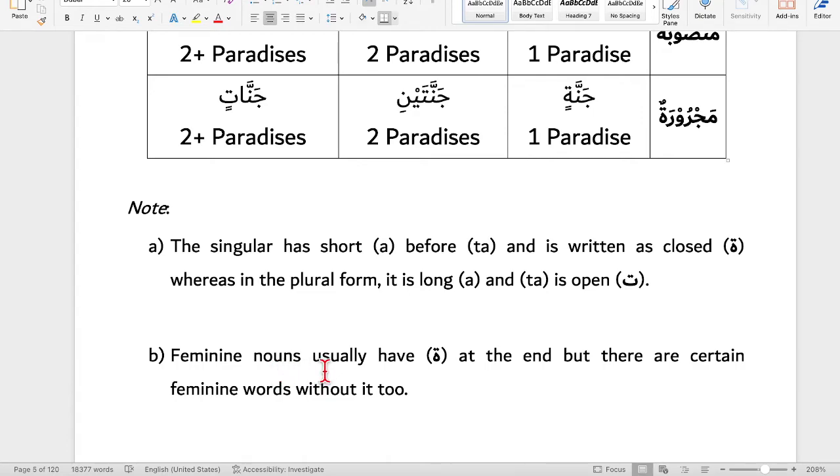Like I said, feminine nouns usually have a ta, which we call ta marbuta. It is called closed ta. This ta is open ta. This is closed ta. So most of the feminine nouns have the closed ta at the end of them, but there are some feminine words which are without that as well.